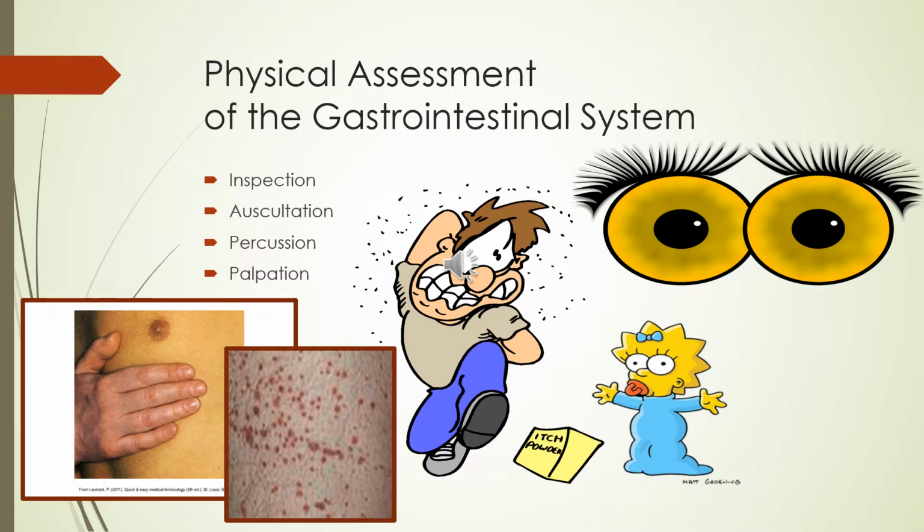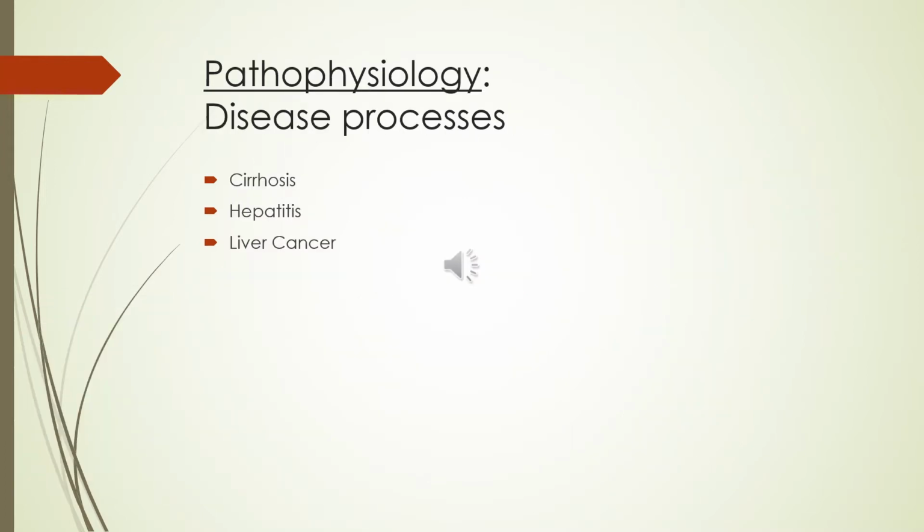And then palpating, wanting to know, is it within the normal borders? Do we have any tenderness? Do we have any firmness? And so those are some of the things that you're going to be looking for. So some disease processes that we're going to be looking at specifically that deal with the liver will be cirrhosis, hepatitis, and liver cancers.